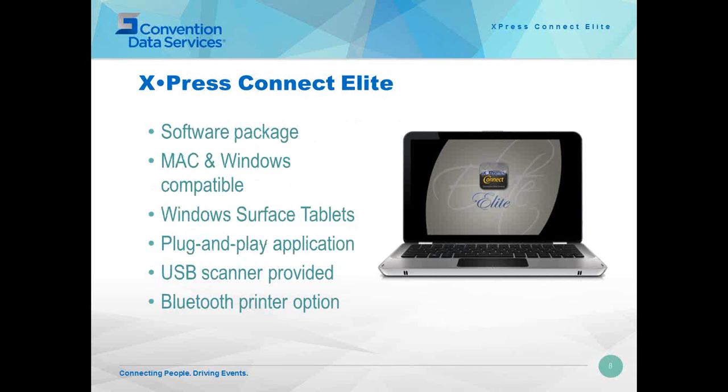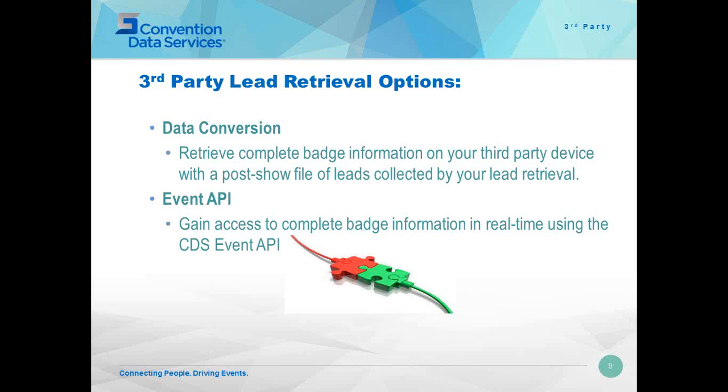Also, our Express Connect Elite, it's there if you want it. Some people like to have that scanner that plugs into their device, and it's got a 6-foot cord on it, so it is tethered to your device, whether it's a Mac or a Windows PC or a Windows Surface Pro. And again, Bluetooth printer is also optional in that as well. All of our devices.